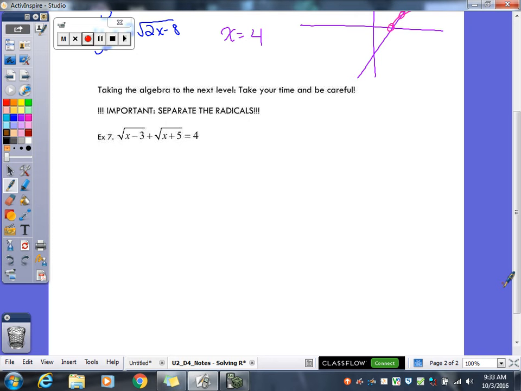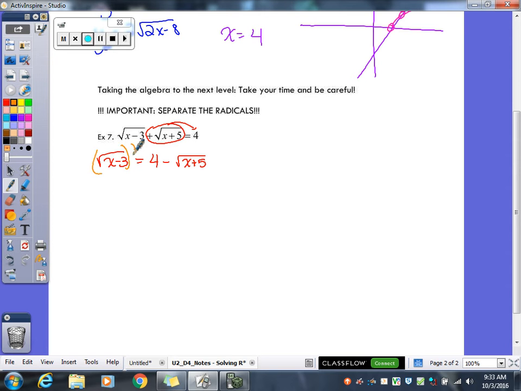So now here's another example of a different kind of radical problem. This one's a little bit more challenging. So again, like we said in our directions before, you want to isolate your radicals. So you want to subtract this one over. So I get square root of x minus 3 equals 4 minus the radical of x plus 5.